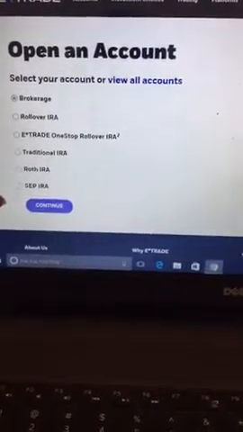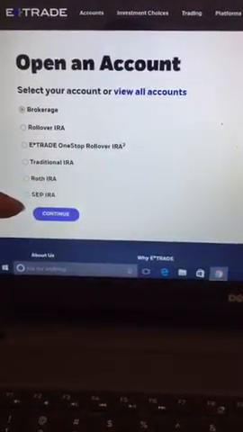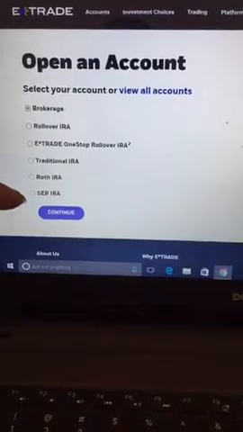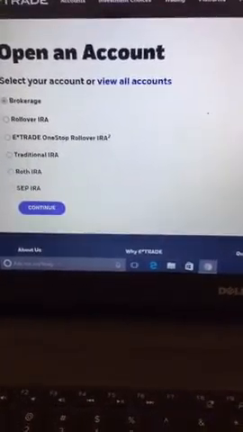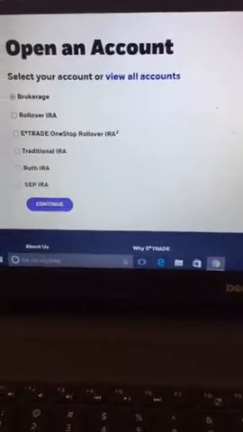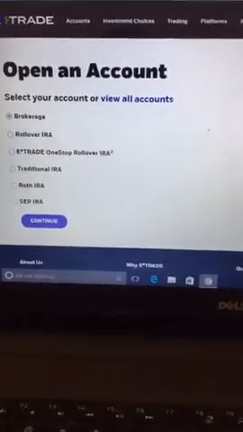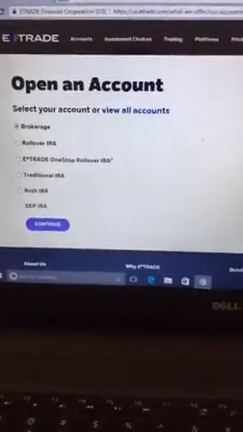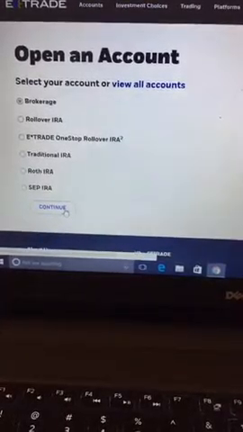And then a SEP IRA is if you have your own business or you're self-employed and you want to offer an IRA to your employees. That's what a SEP IRA is. It's just an IRA retirement account offered for people who are self-employed, have their own business, and want to offer that for their employees. So for today, I'm going to just do brokerage and see what that does.